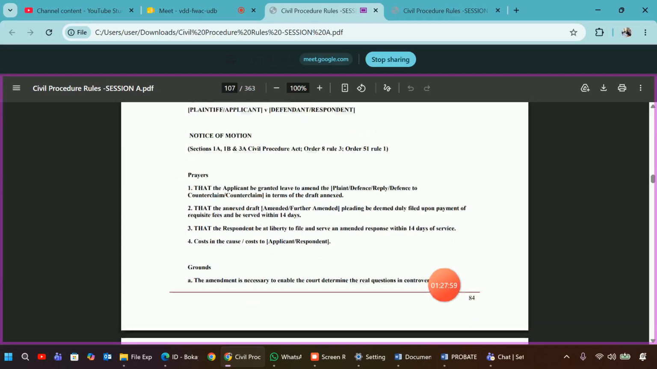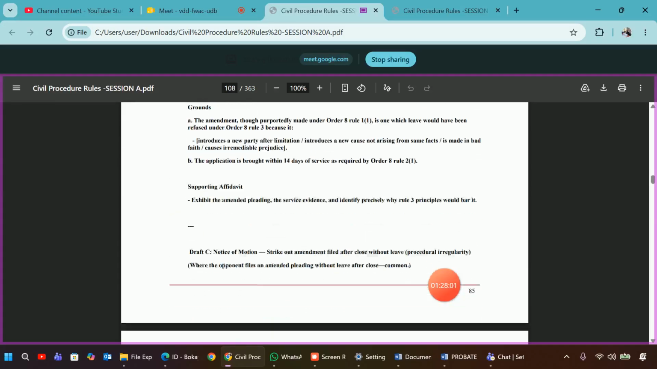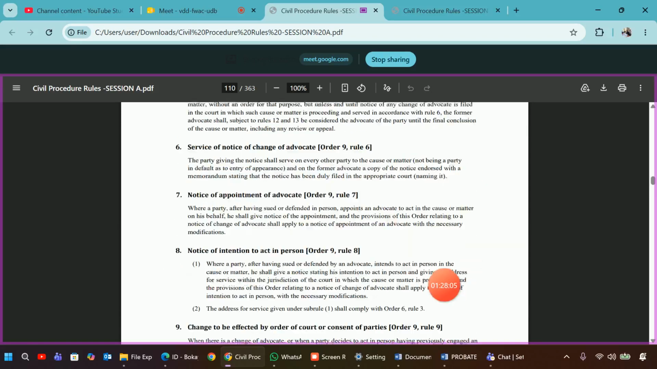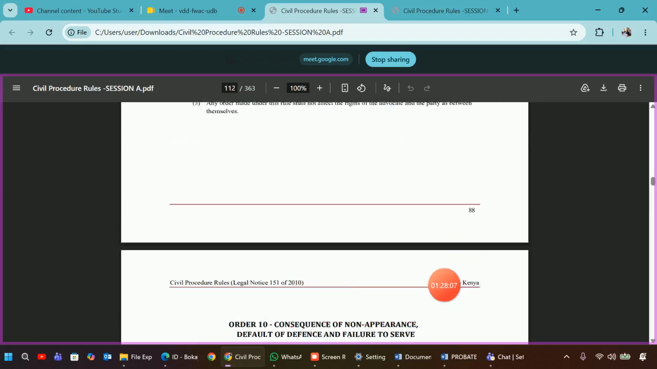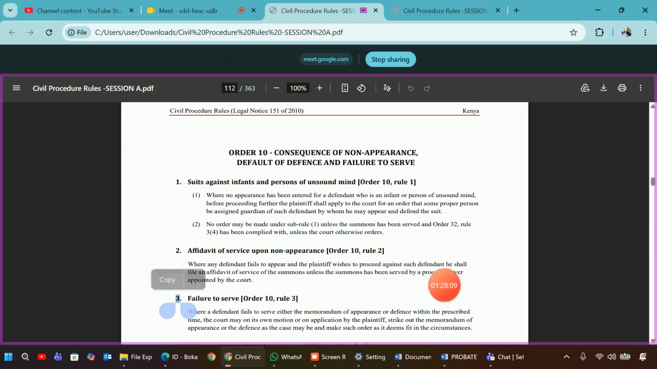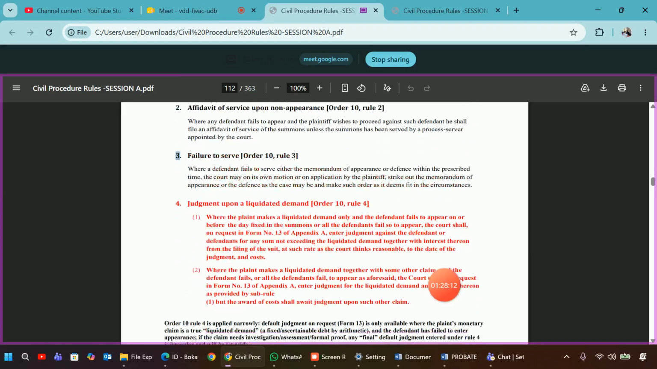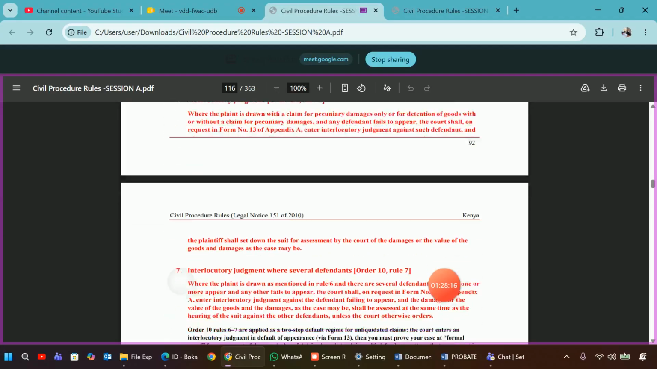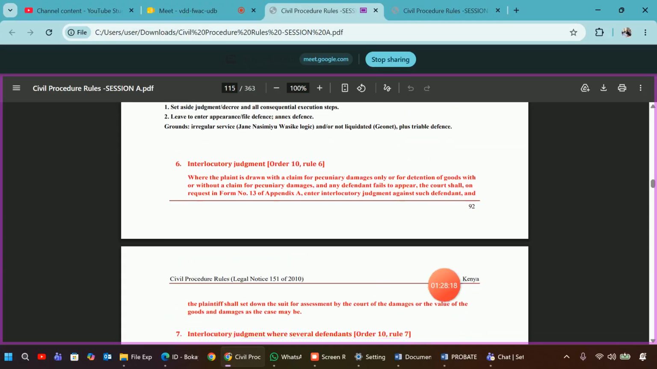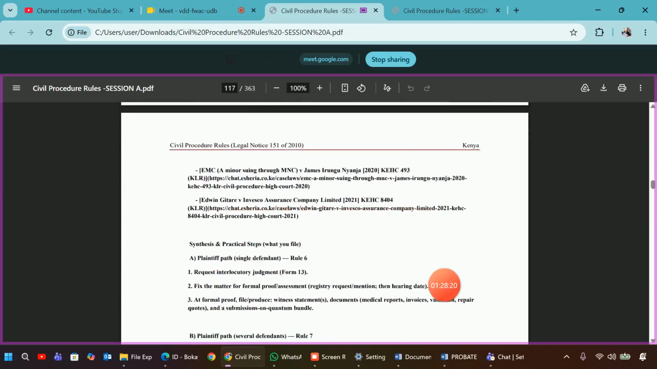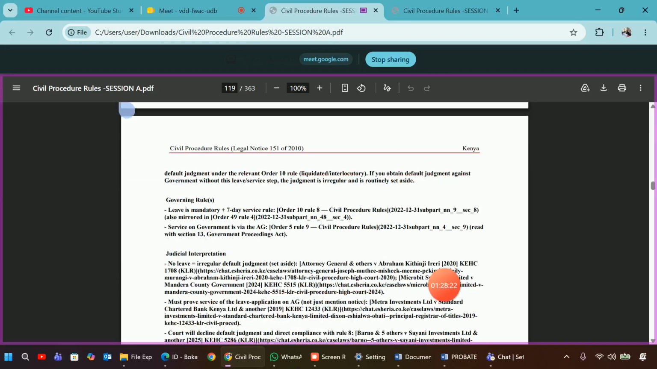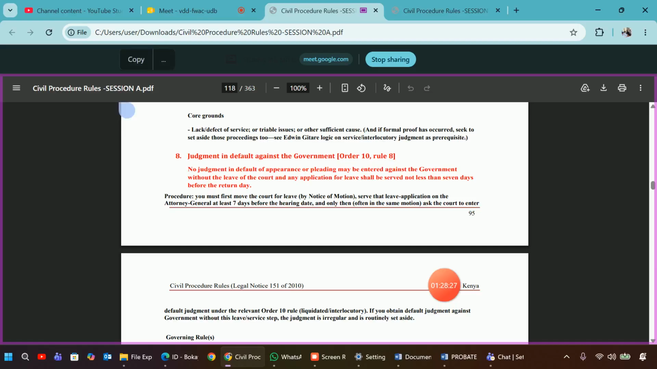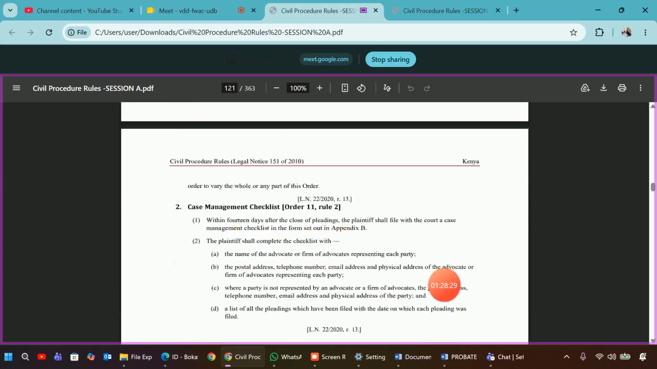Leave to amend pleading. This is a common one in the CLE papers. We have recognized agents and advocates. That is not common. Order 10, consequences of non-appearance. This is common. Various ways where judgment can be entered against an individual. Interlocutory versus summary judgment. That is a common oral question. Judgment in default against the government.